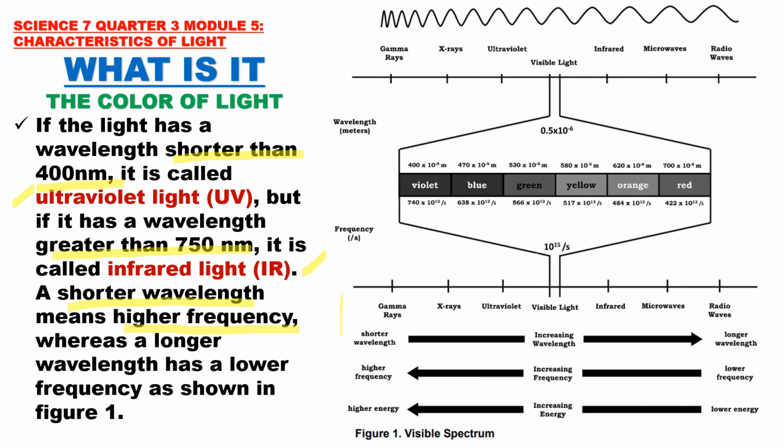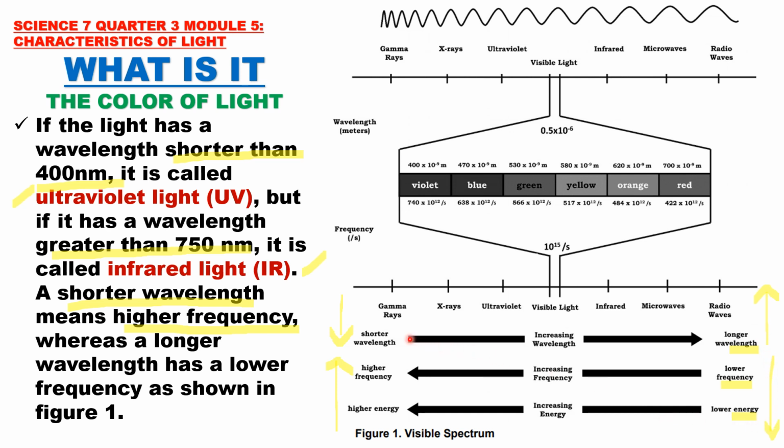Kapag ang wavelength ay mababa, ang ating frequency, pati ang energy ay mataas. Kapag ang wavelength naman ang mataas, ang frequency at energy naman po ang mababa. So, wavelength is inversely proportional to frequency as well as energy. Kapag ang wavelength ay mababa, ang frequency at energy mataas. Kapag ang wavelength ay mataas, ang frequency and energy ay mababa.